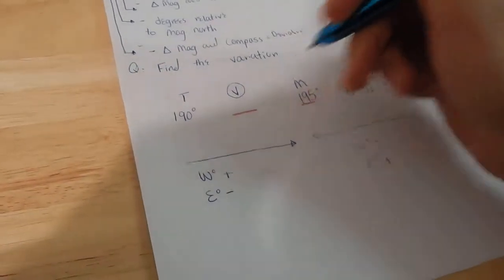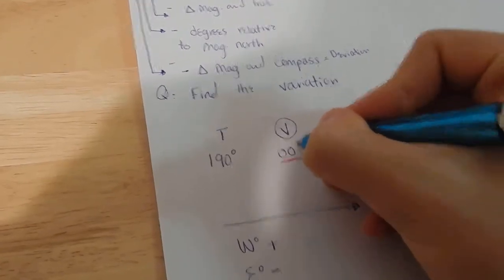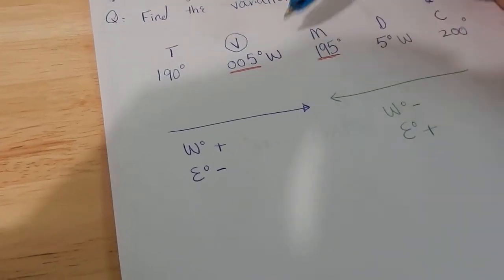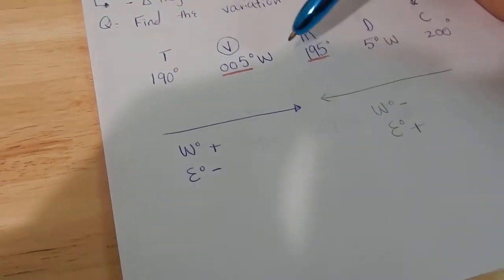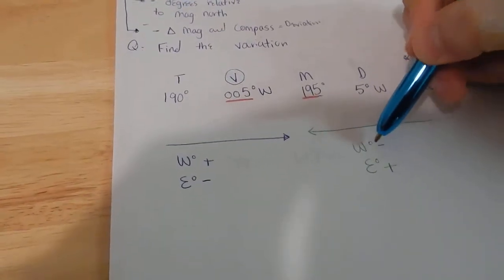So when you're going left, in order to subtract, you need the westerly difference, right? So look at that one. So it's going to be 005 degrees west, right? Because when you're going left, you're going to have to subtract 5 to get to 190. And the only way you can subtract while going left is to have the westerly difference.